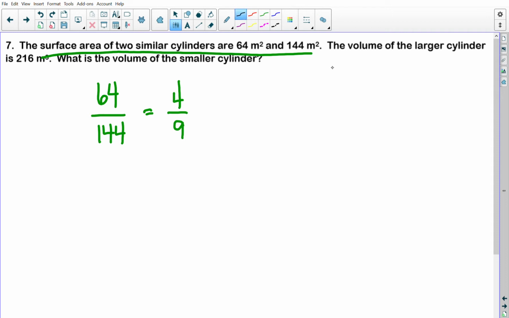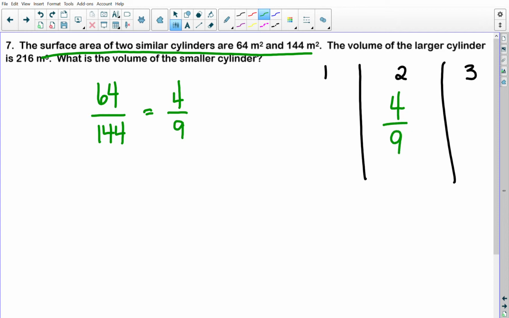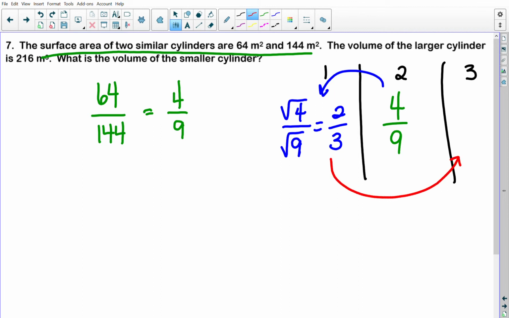So I'm going to start with my 1, 2, 3 chart, and I'm going to put this ratio exactly where it belongs in the 2 part of it. And then I'm going to bring it down to a first degree ratio. So I'm going to take the square root of 4 over the square root of 9. That gets me 2 over 3. And since I want to find a volume, which is a third degree ratio, I'm going to bring that back up and get 2 cubed over 3 cubed, which would give me 8 over 27.